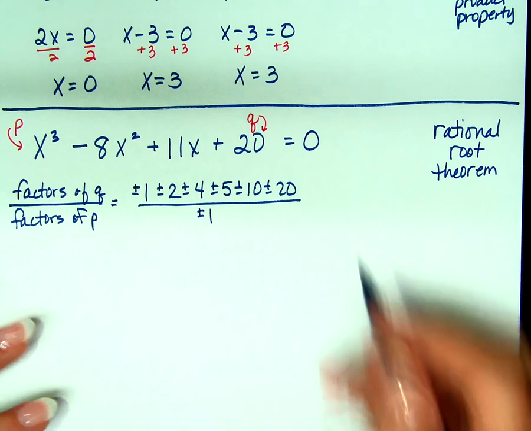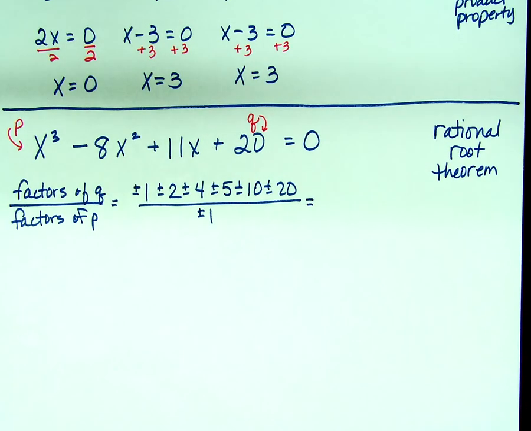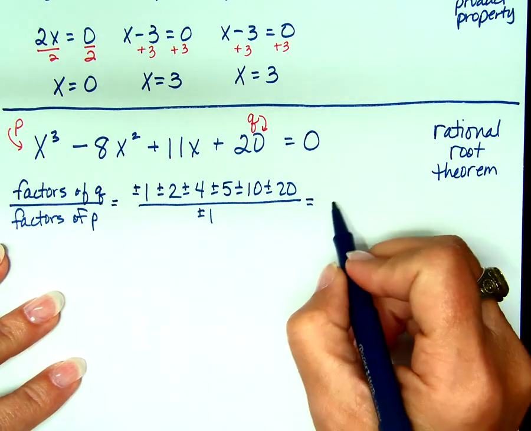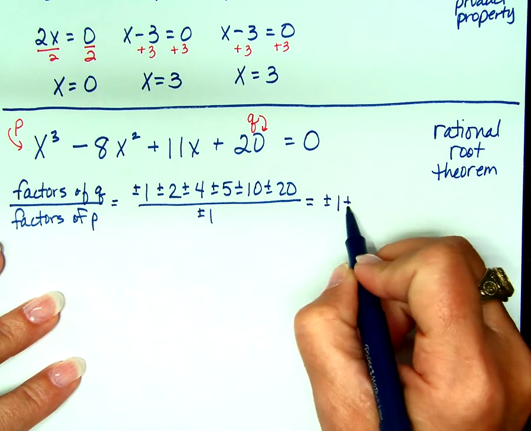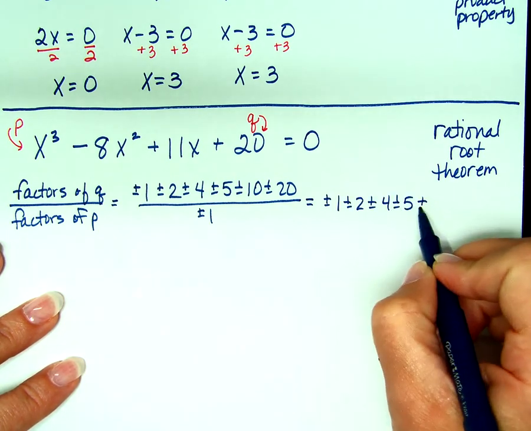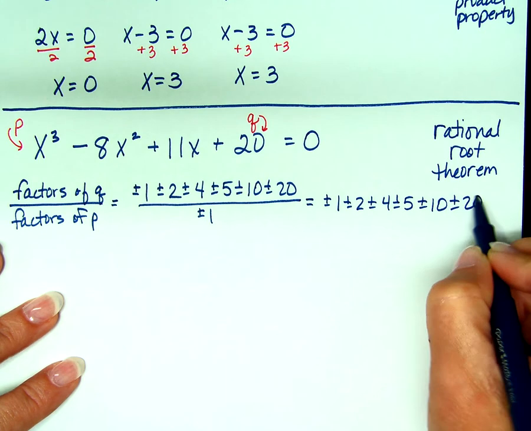So what I have to do now is actually do the division. Yeah, you're smiling at me because that's super easy, right? Because anything divided by 1 is just itself, right? So I end up with 1, 2, 4, 5, 10, and 20.